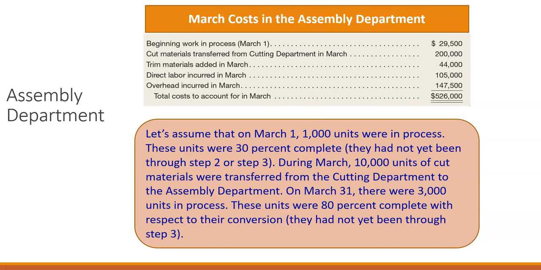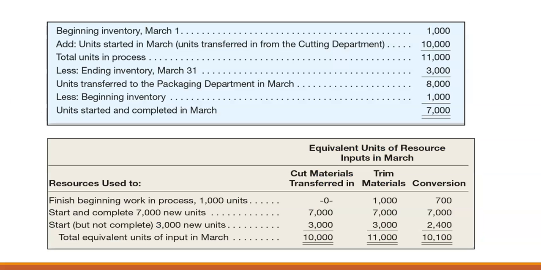So we have our beginning inventory was 1,000. The units we started in process were the 10,000 units transferred from the cutting department. So our total units in process for the month of March are 11,000 units. At the end of the month, we have 3,000 units left in our ending inventory that are not complete.